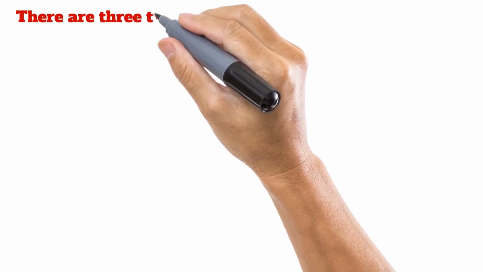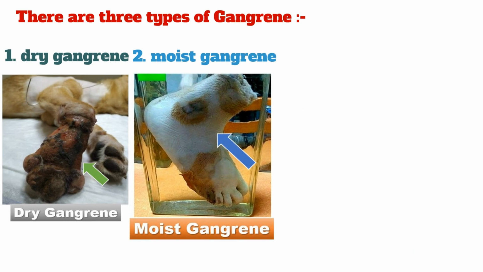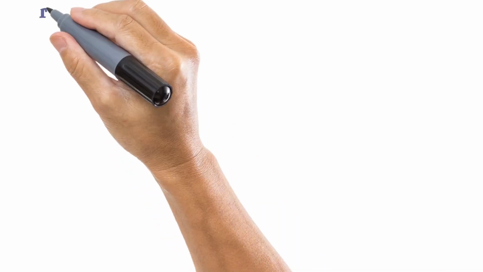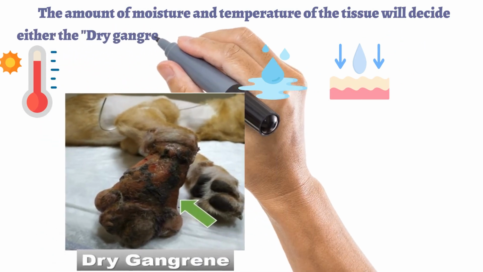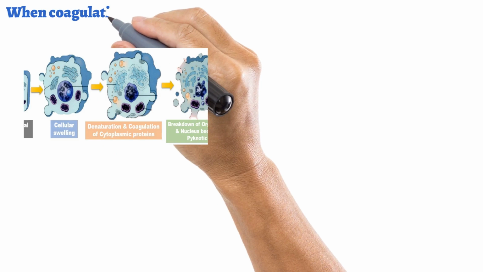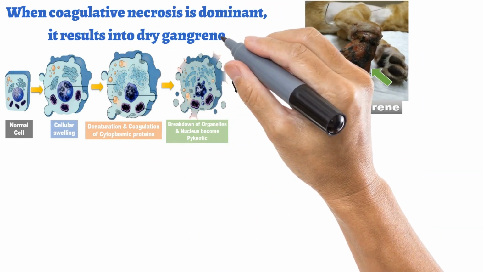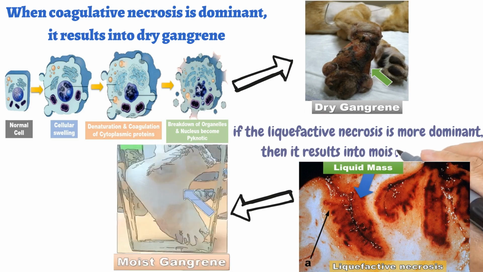There are three types of gangrene. The first one is dry gangrene, the second one is moist gangrene, and the third one is gas gangrene. The amount of moisture and temperature of the tissue will decide whether gas gangrene or moist gangrene will develop. When coagulative necrosis is dominant, it results in dry gangrene, and if liquefactive necrosis is more dominant, then it results in moist gangrene.